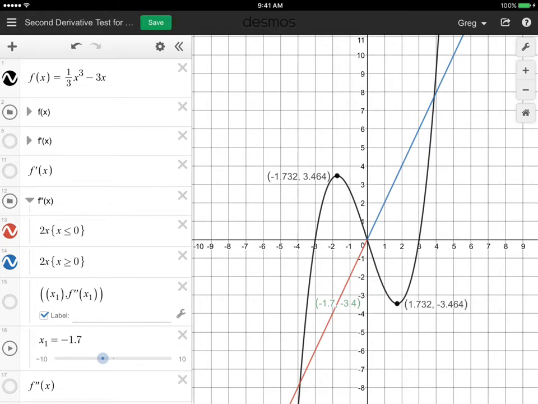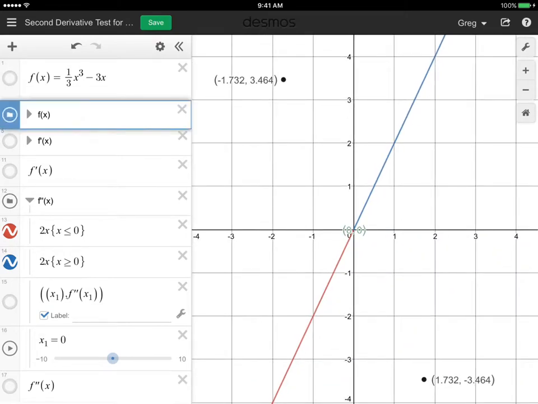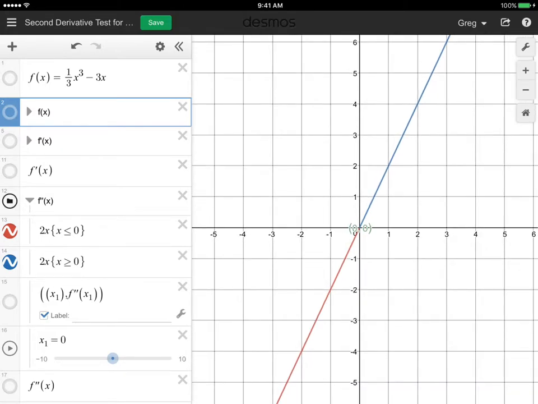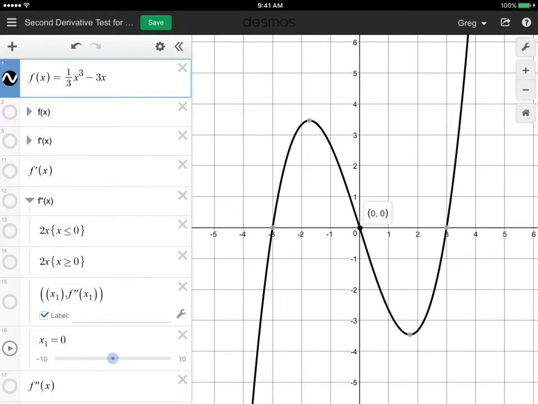Now, this is our clarification: there is a point where that second derivative is exactly equal to 0, and we can see that is the point (0, 0). That doesn't tell us anything about local extrema of our original function. If we look at the original function, the point (0, 0) has nothing to do with local extrema. What we will see in a later video, though, is that point (0, 0) looks like a point of inflection. So we'll connect that point of inflection to the second derivative as well.